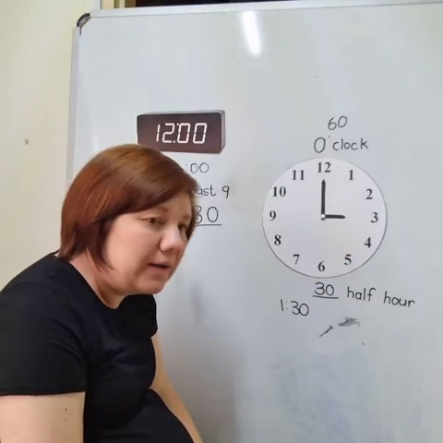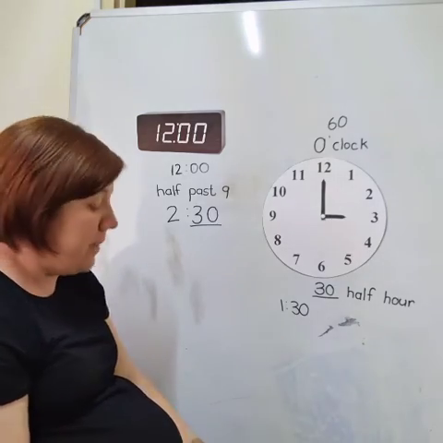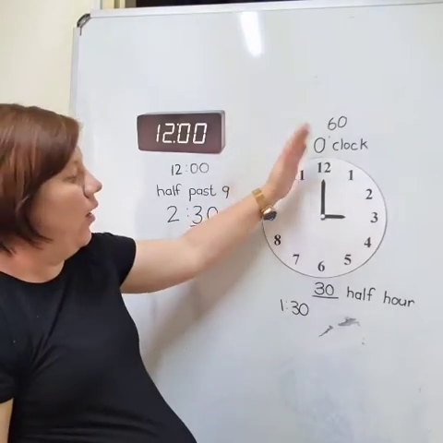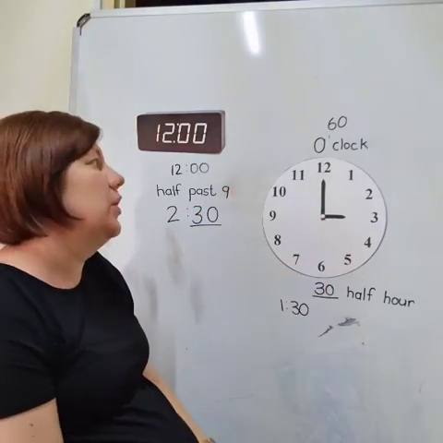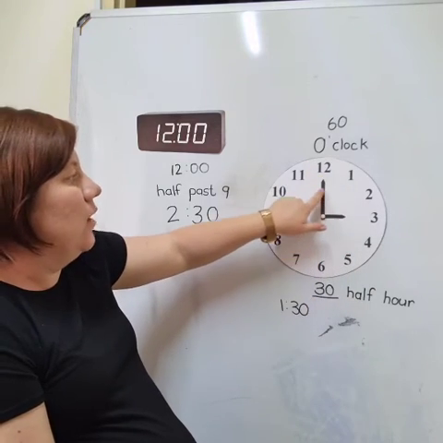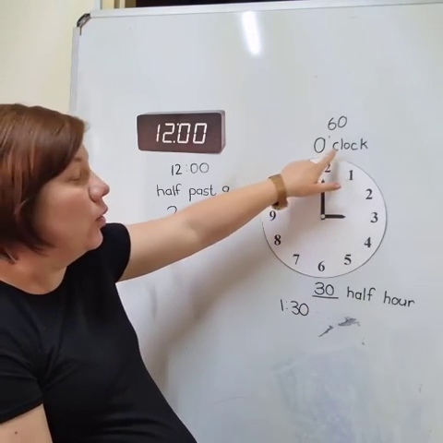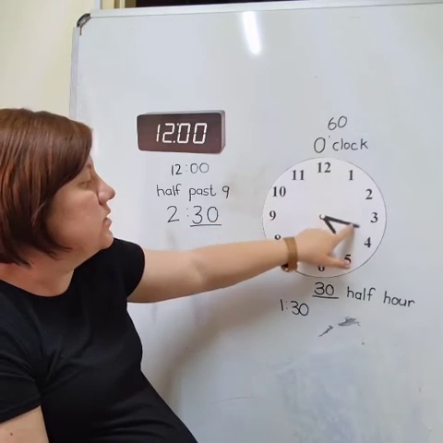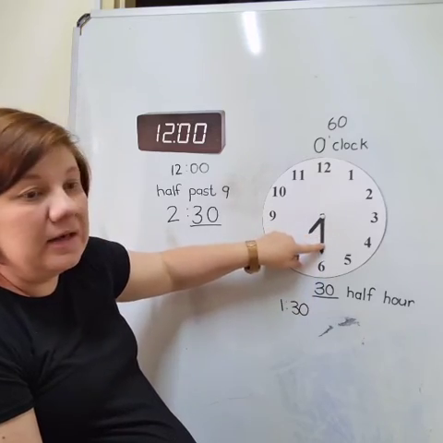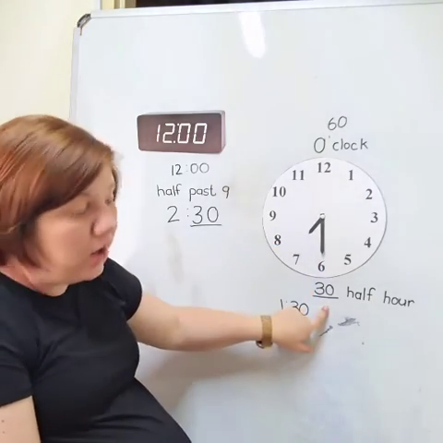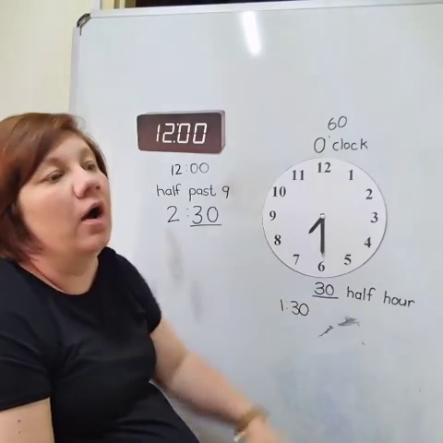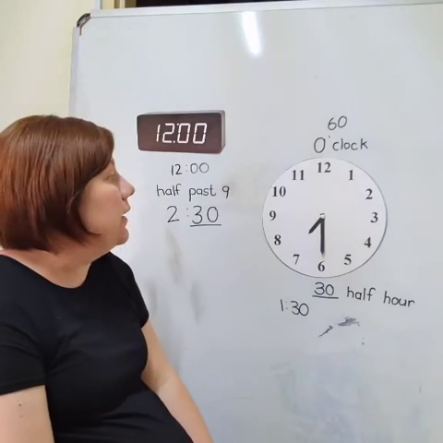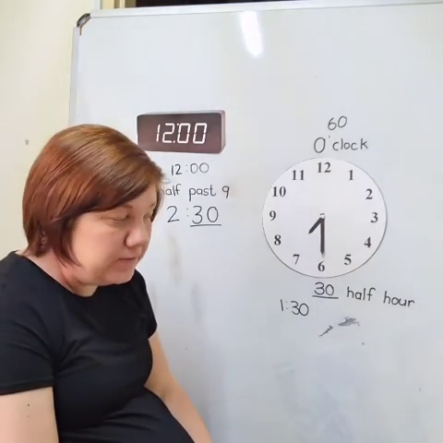Good. Well done, guys. I'm so glad that you can remember how to move the arms on an analog clock for hour and half an hour. So let's quickly just recap. When the minute arm is on the 12, we say it is o'clock. When the minute arm is on the 6, we say it is 30 on a digital clock, or half hour on an analog clock. Well done.